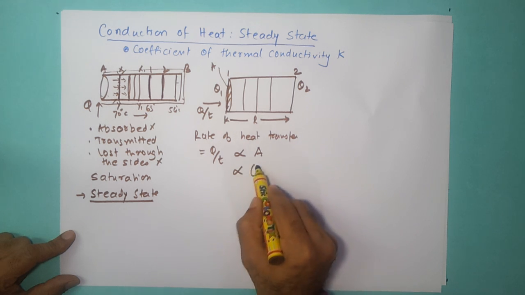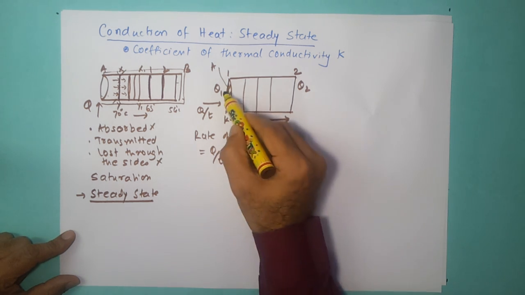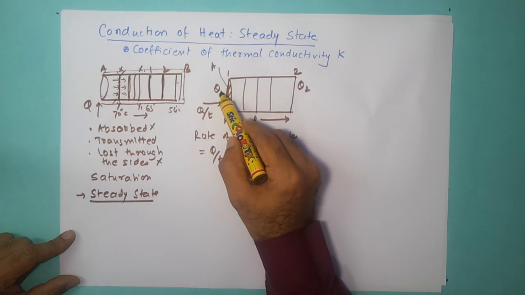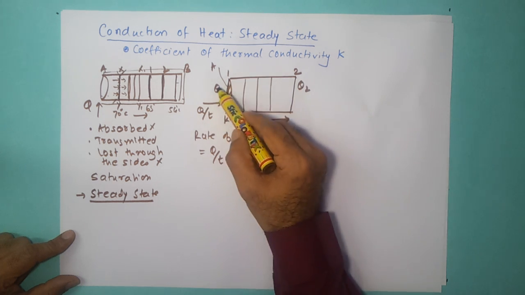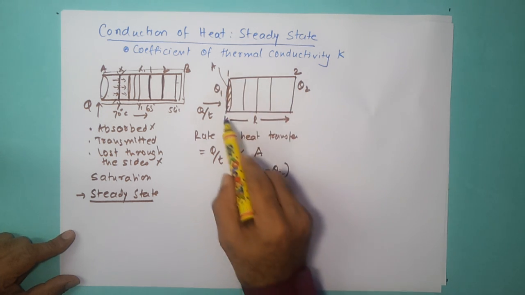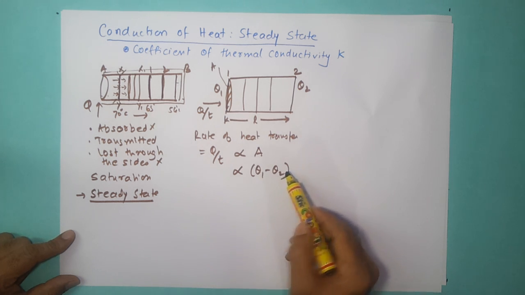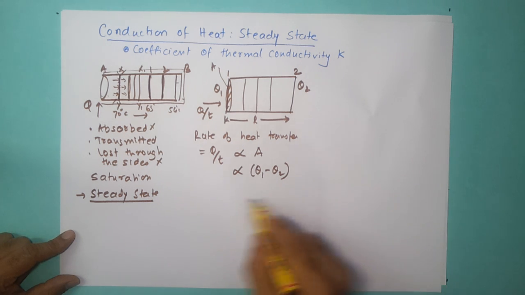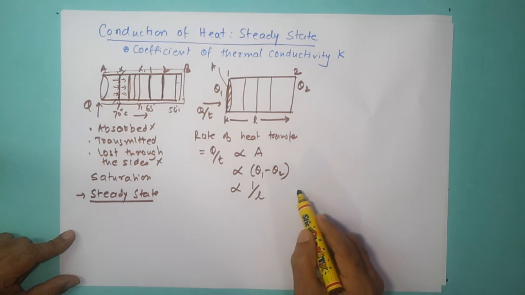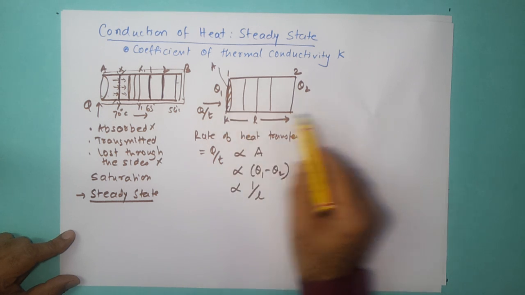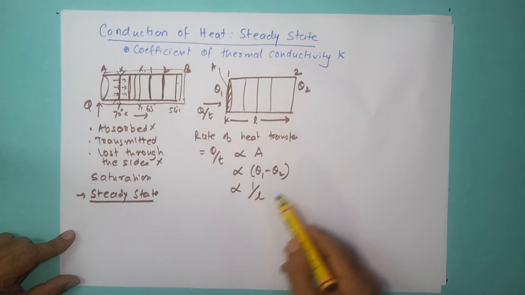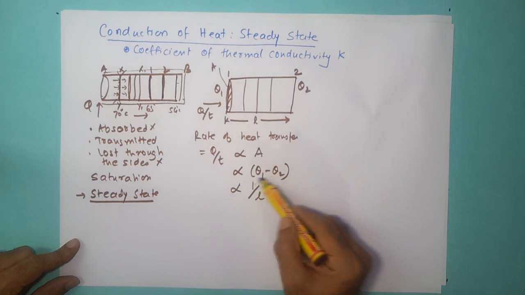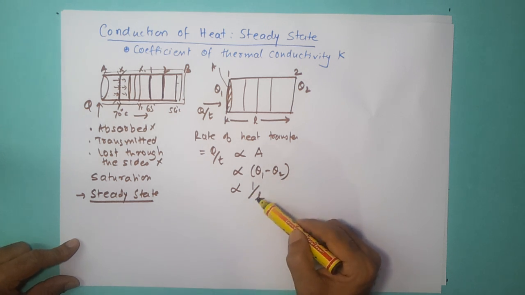It depends upon the temperature difference θ1 minus θ2. θ1 of course will be larger, θ2 will be smaller. So it depends upon the temperature gradient. If the gradient is more, heat will transfer faster, and it is inversely proportional to the length. That means if you have a longer length, the rate of heat transfer decreases. And I think this is quite easy to understand, right? The heat transfer depends upon cross-sectional area, depends upon temperature difference, and is inversely proportional to length.